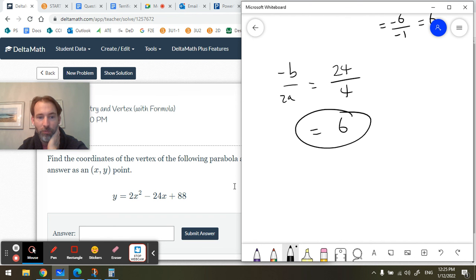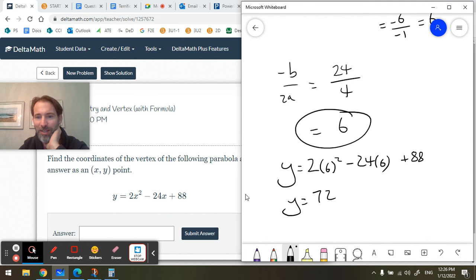Now input 6 in for x. Y is equal to 2 times 6 squared, because x is 6, minus 24 times 6, because x is 6, plus 88. Okay, and this one is hard for me to do in my head. Y is equal to 2 times 36, which is 72, 24 times 6, which is 144. Yeah, so minus 144. My favorite number. Okay, plus 88.